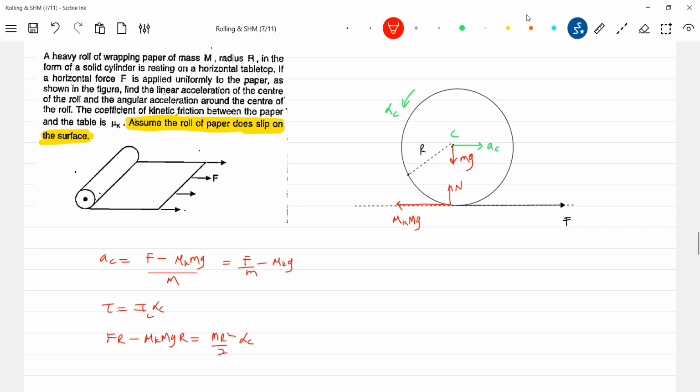Okay, see, the thing is, what is alpha c further? F minus mu k mg by... Sir, like pure rolling? Why did you take acceleration in that direction, sir?